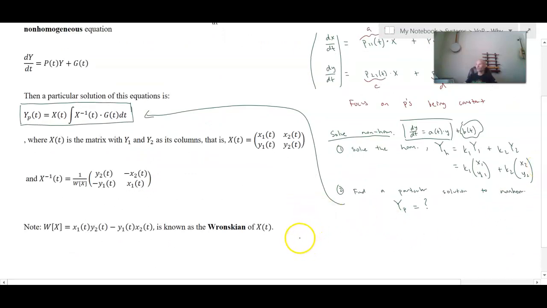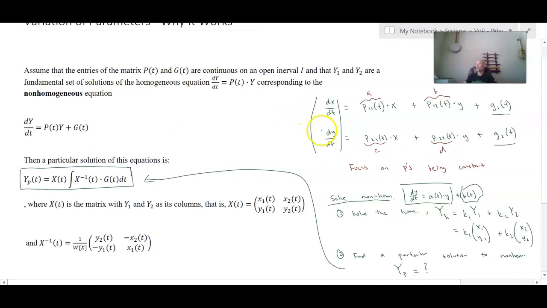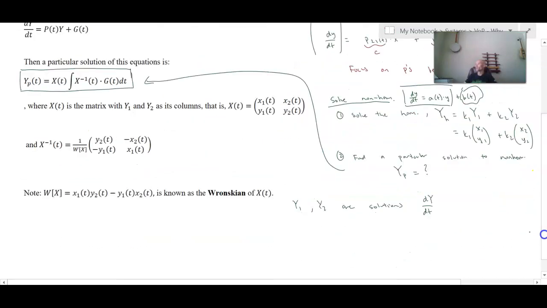First of all, we know that y1 and y2 are both solutions to the homogeneous system, which would be d capital Y dt. Remember that's just a container for the two individual derivatives, so that we don't have to write out two separate components. We just represent it as the vector of derivatives, and we'll write this as p of t times y. So those are solutions for this system right here.